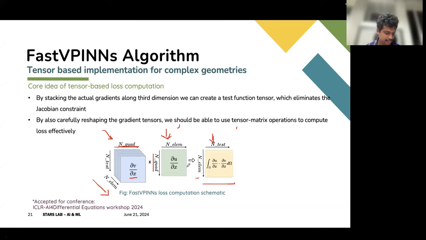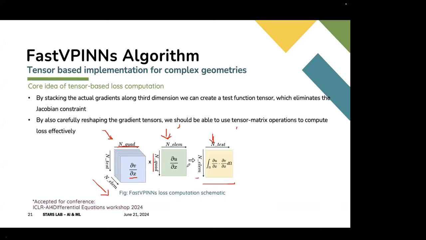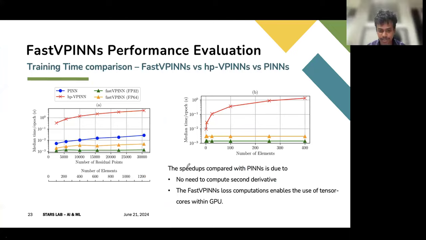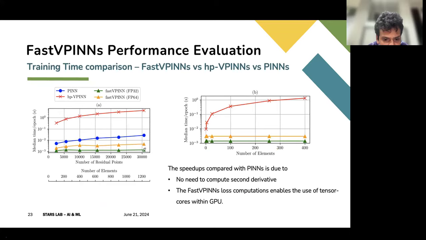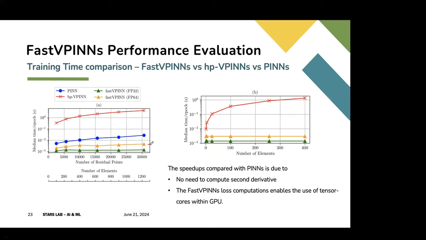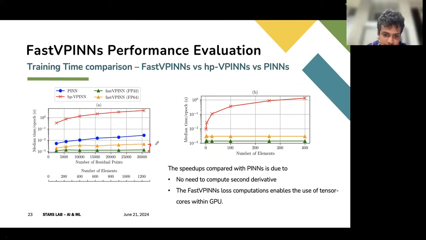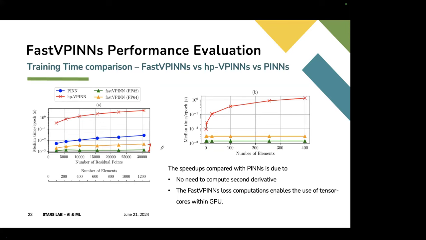Just one suggestion I want to give. Can you go to your performance plot? Something surprised me here. From FP32 to FP64, you don't have much improvement. Why is that? GPU is not good at FP64, so FP32 should be much better. You're saying the difference is not large enough? Yeah, the difference is not large enough.